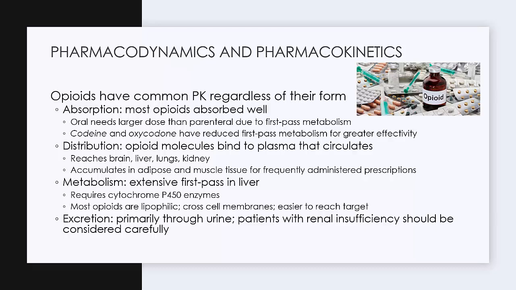Excretion. Polar metabolites of opioid analgesics are excreted mainly in the urine. Small amounts of unchanged drug may also be found in the urine, although small molecules are found in the bile.